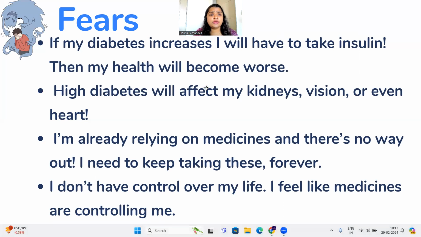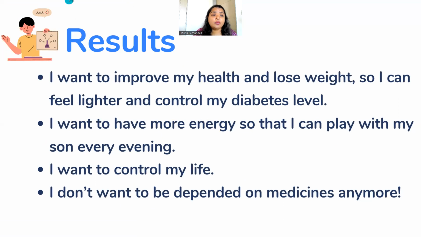Now, you understood his fears. He has diabetes. He doesn't want to take insulin. He's worried about his health. He's worried how long he'll survive. He feels like medicines are controlling his life and he doesn't want to rely on medicines. He wants to be free. He wants to live his life to the fullest, right? These are his fears. Now, what results does Gopal want?